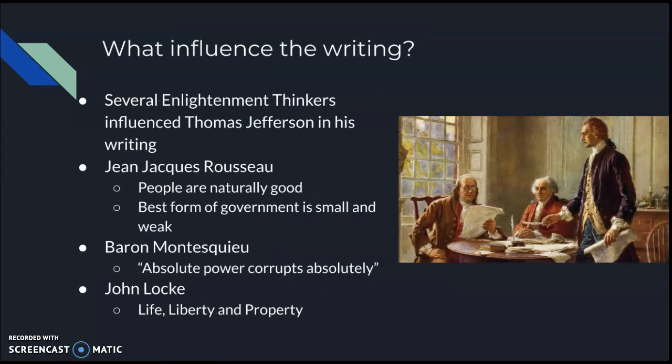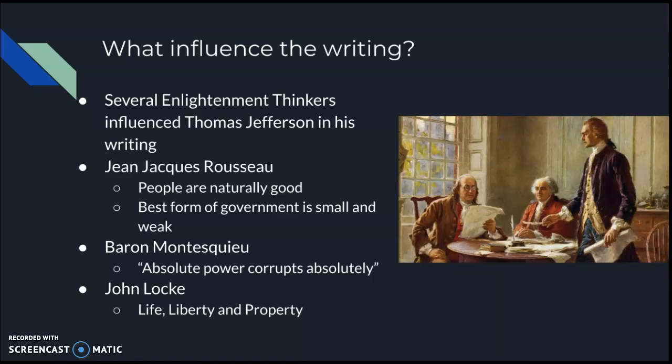So what influenced Thomas Jefferson in his writing of the Declaration of Independence? Well, primarily it was several Enlightenment thinkers. If you recall from world history, during the Enlightenment period, there were several authors who had challenged this idea of the divine right of kings and that man had these several natural laws.